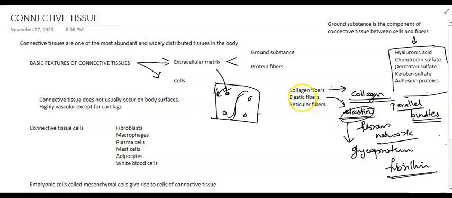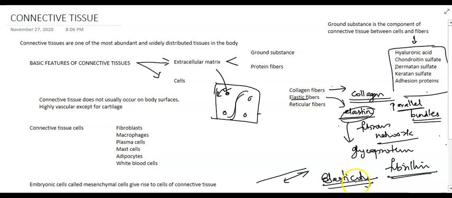So as the name suggests, they have a property called elasticity. Elasticity means that they can stretch, and they can come back to their original position. So that is called elasticity. Elastic fibers are plentiful in skin, blood vessel walls, and lung tissues.